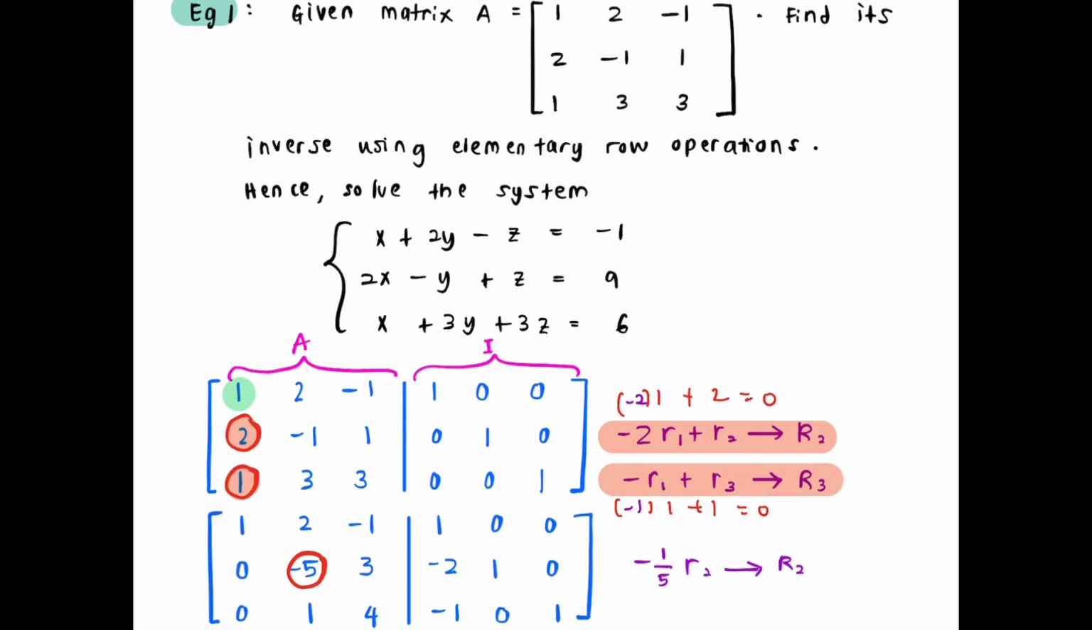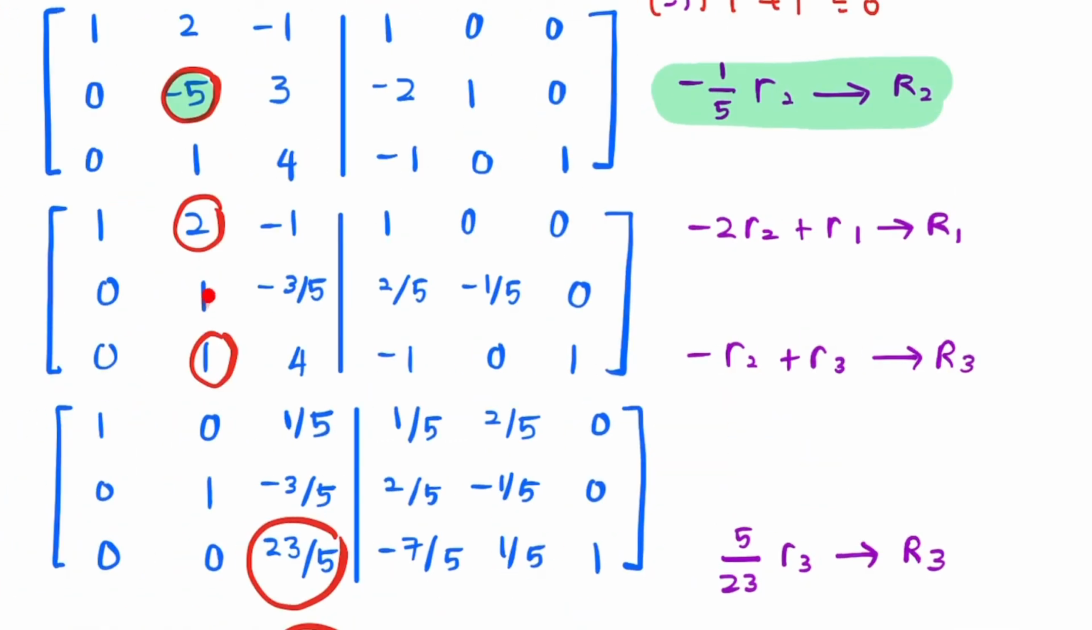This is 100. Next, let's make this entry become 1. So what we should do is multiply it with negative 1 over 5. And then now this is already 1. Now let's use this 1 to make this entry 0 and this entry 0. So let's write what should be multiplied to 1. When you plus 2, you get 0. So the answer here is negative 2. This is the ERO that we get.